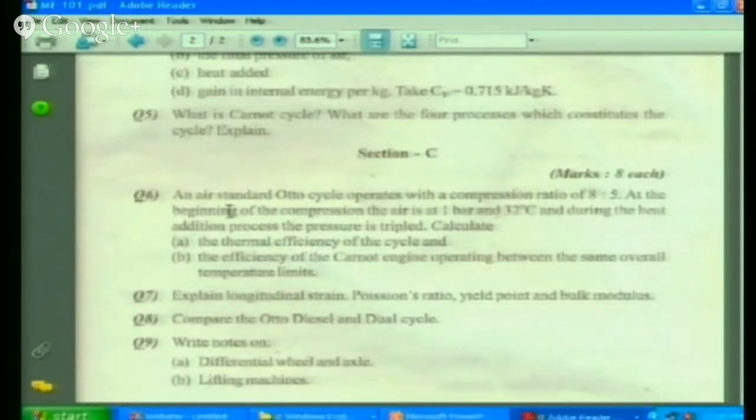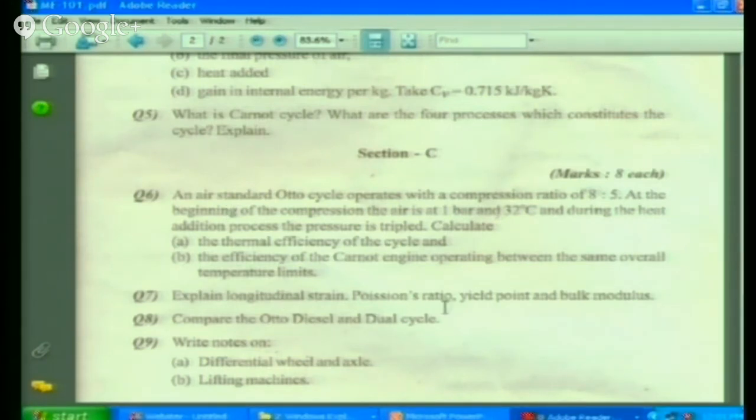An air standard Otto cycle operates with a compression ratio of 8.5. At the beginning of the compression, the air is at 1 bar and 32 degrees centigrade. During the heat addition process, the pressure is tripled. Calculate the internal efficiency of the cycle and the efficiency of Carnot engine operating between the same overall temperature limits. So distribution of marks again is missing in this case.